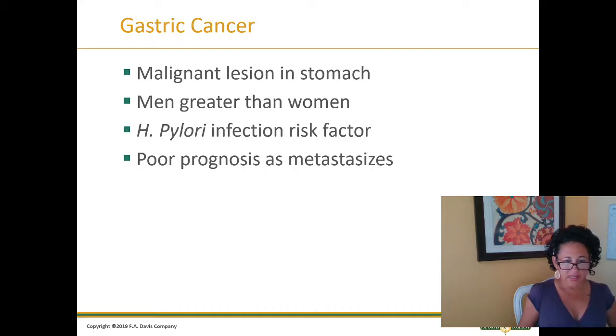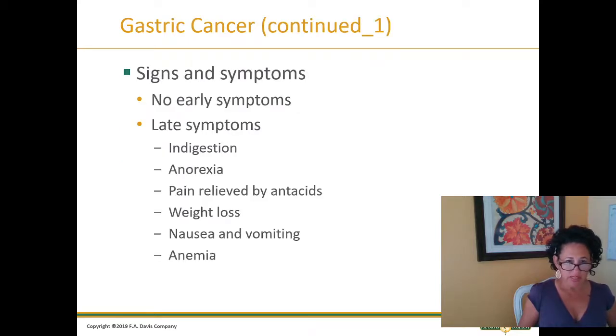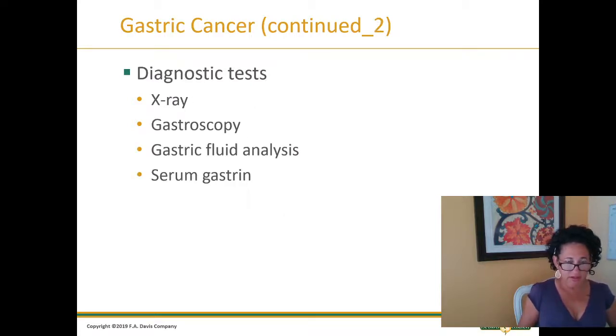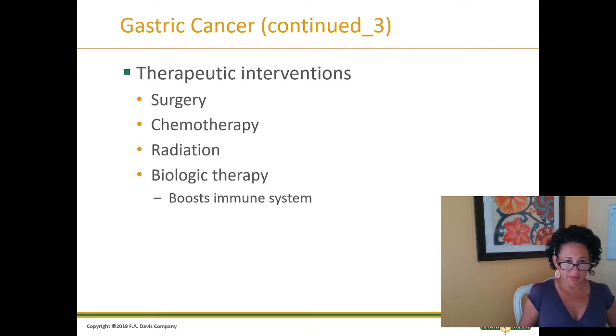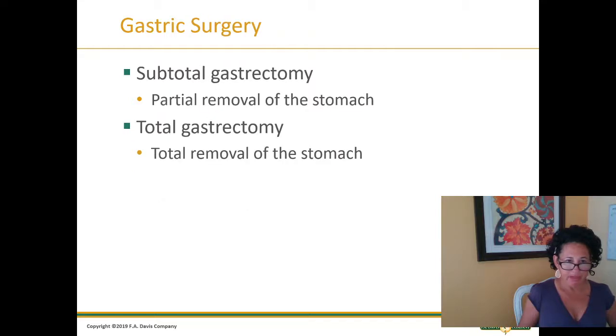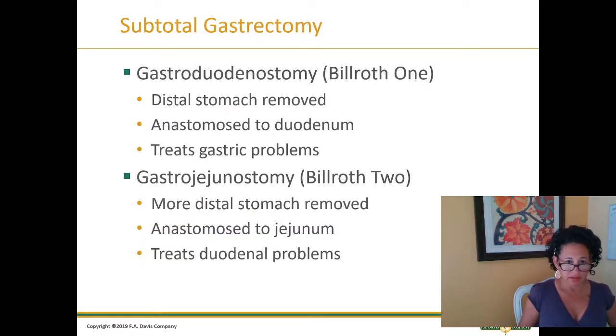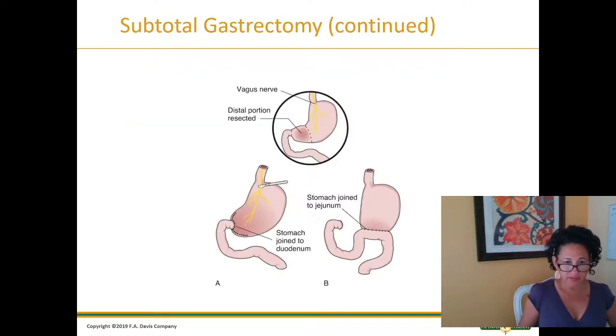Malignant cancers, malignant lesions in stomach, men greater than women. H. pylori infection, risk factors, poor prognosis. Okay, signs and symptoms. We have here serum gastrin. Okay. Therapeutic interventions. We can have a subtotal gastrectomy, so that will remove actual part of your stomach, or a complete removal of the stomach.